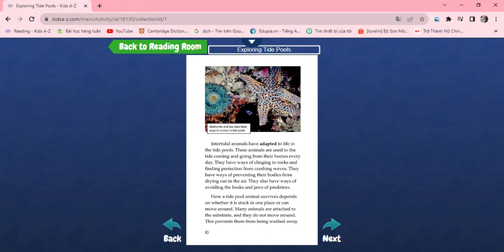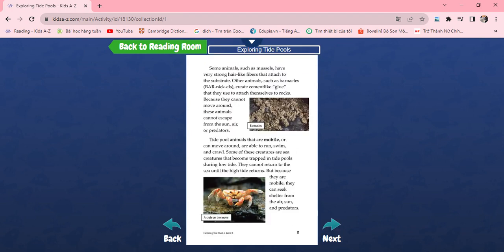How a tide pool animal survives depends on whether it is stuck in one place or can move around. Many animals are attached to the substrate, and they do not move around. This prevents them from being washed away.